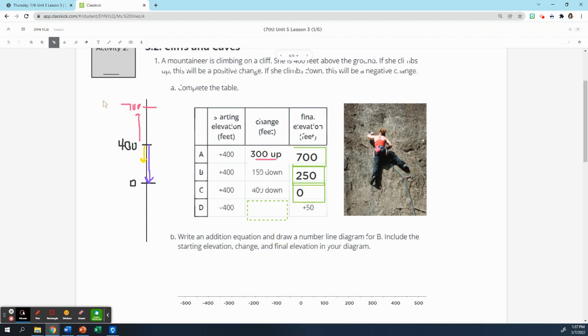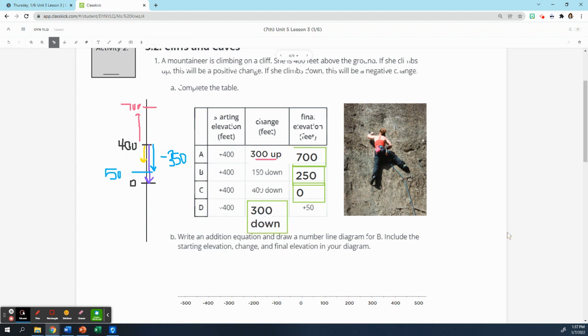Now, in the last row of the table, we know where the climber ends up. The climber ends up at positive 50. That means that the climber descended or went down 350 spaces to end up at a final location of positive 50. And so we know that the change in feet would be 300 down.